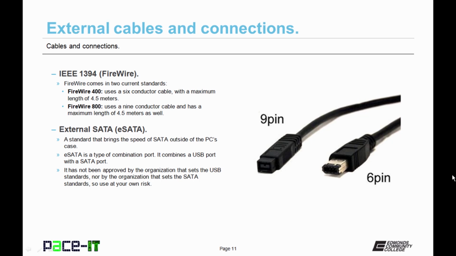Now, a connection that you might come across on a PC is the eSATA connection, the external SATA connection. This is a standard that brings the speed of SATA outside of the PC's case. Now, an eSATA port is a type of combination port. It combines a USB port with a SATA port. Now, it has not been approved by the organization that sets the USB standards, and it has not been approved by the organization that sets the SATA standards. So use an eSATA port at your own risk.